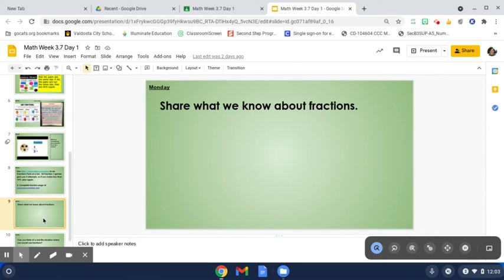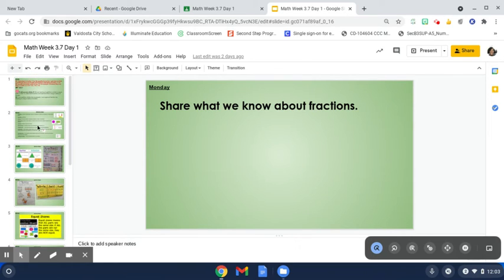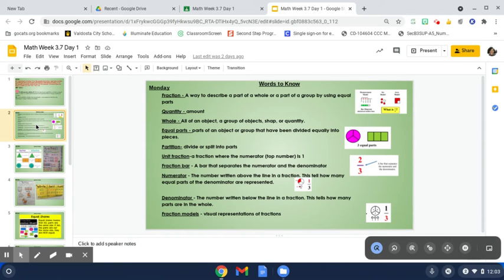Share what you know about fractions. You can come back up here and use your anchor chart information. What do you know about fractions? Use the definition. You know that a fraction is a way to describe a part of a whole or part of a group by using equal parts. I know that the numerator is the top part of the fraction that tells how many equal parts. The denominator tells how many parts there are in all.